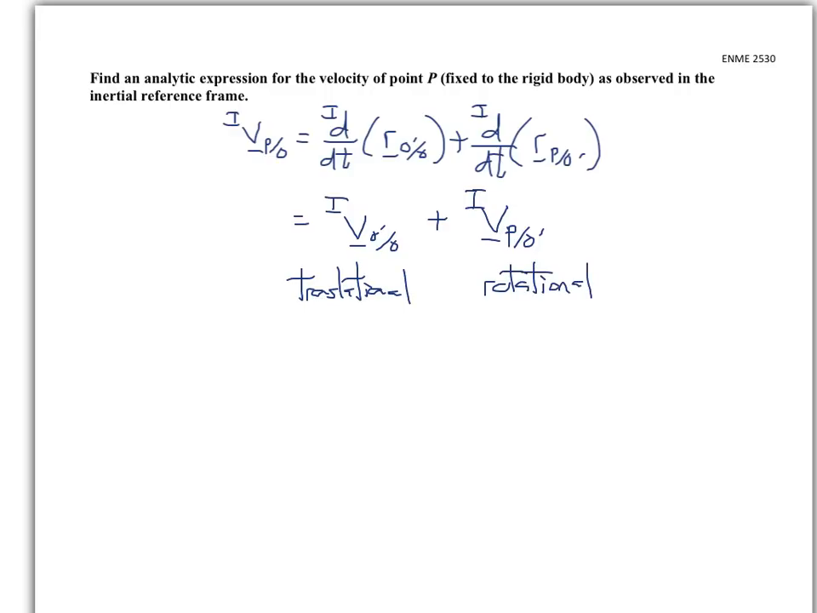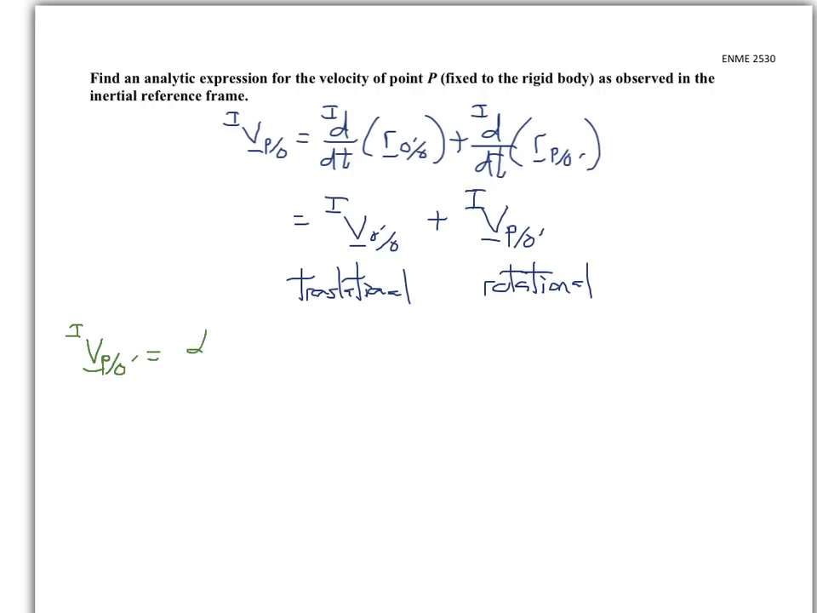And this rotational component is going to be directly related to the rotation of the rigid body itself. So that was omega of the body frame relative to, or observed by, the inertial reference frame, omega B with respect to I. And so it's really the second term that we need to do some work on. So let's take the velocity of P with respect to O prime as observed in the inertial reference frame.